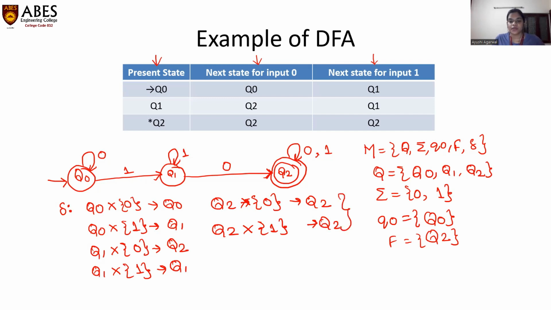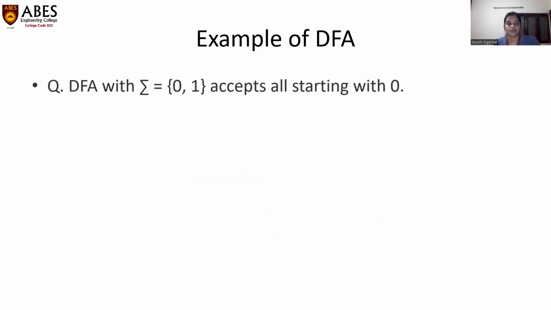From here you can identify that Q2 is a final state because it reads both symbols and comes back to the same state. This also denotes that this is the final state for this particular DFA. So this is how you can draw a corresponding equivalent DFA for a given transition function related to a DFA. Let's move on and see one more example.